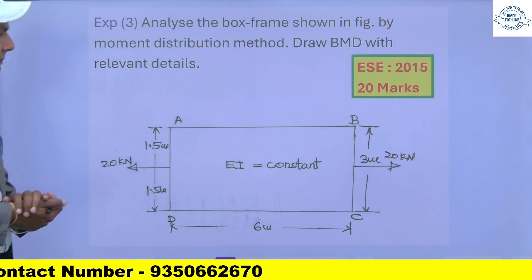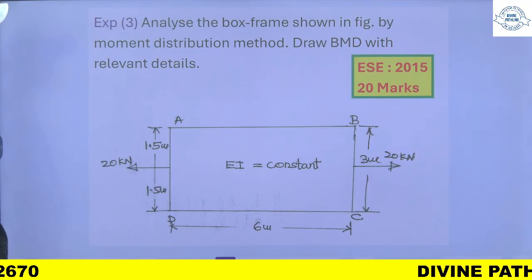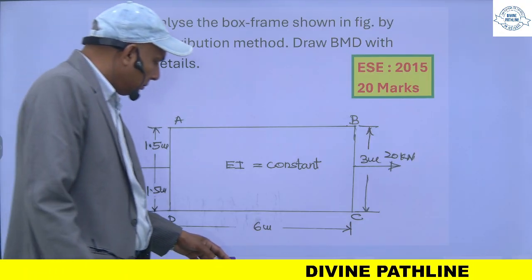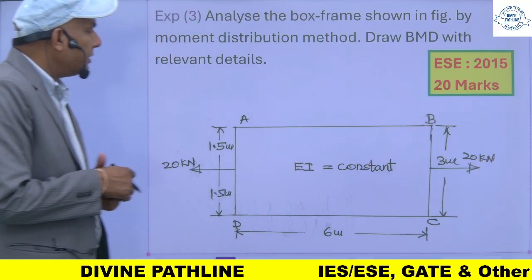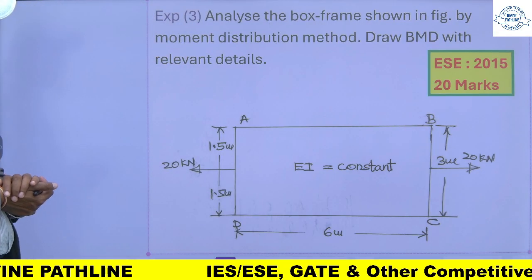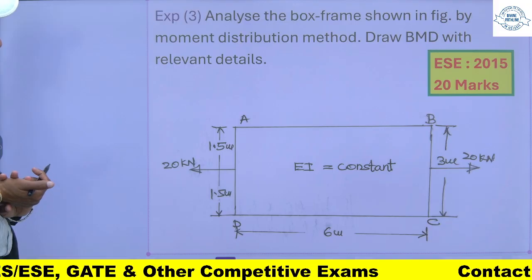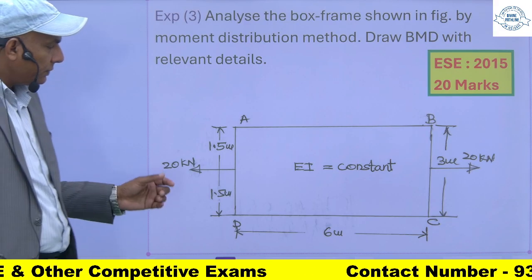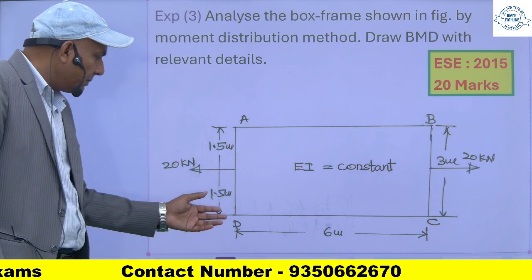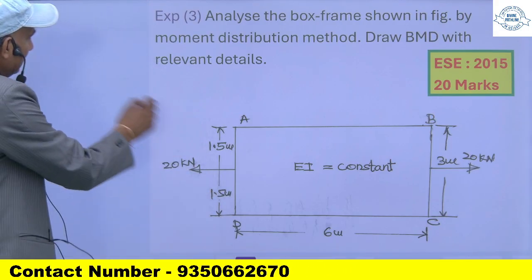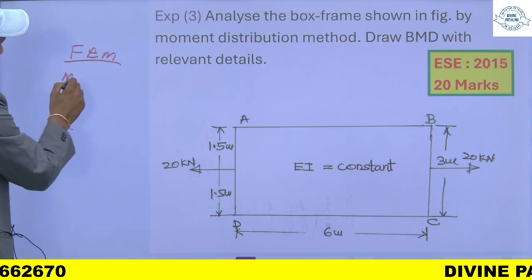Come to the question again. This question came in Engineering Services 2015, and of 20 marks. So it is a box culvert, box frame, and for such kind of frames, I will advise a method. One is find the fixed end moment for this member, FEM. This will be for AD, MAD.